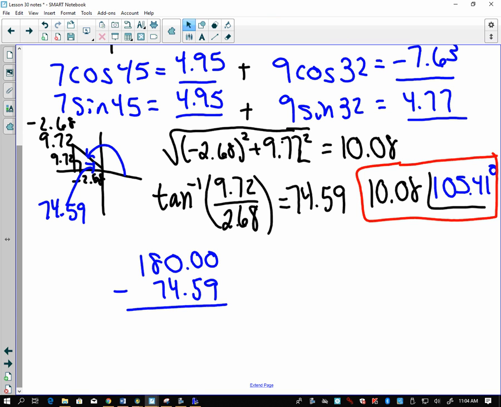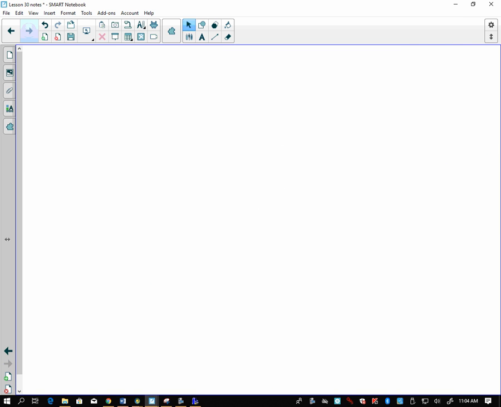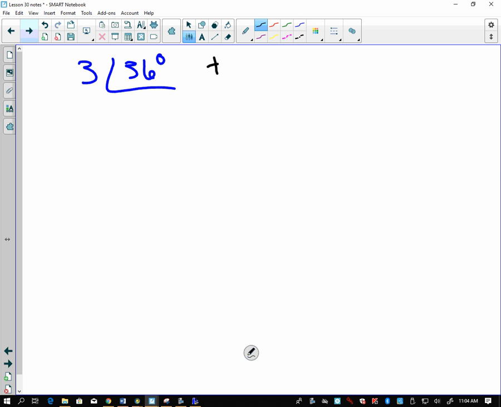All right, so we get 10.08, 105.41 degrees. Let's see, number 3. Do you guys want to try this one out on your own? You need to try at least one on your own. So we're going to do 3, 36 degrees. That looks good. That's a first quadrant one. Plus 4 at 48 degrees.